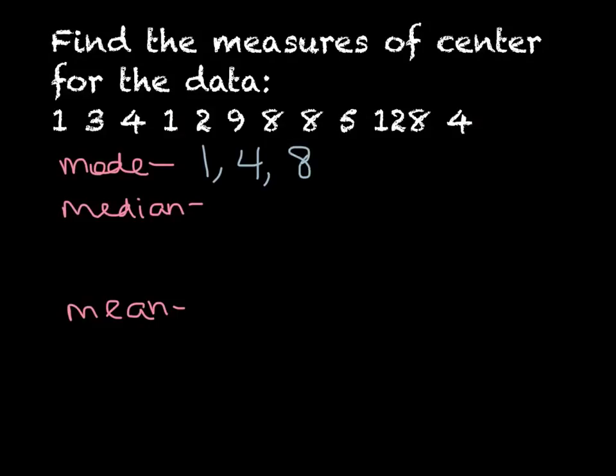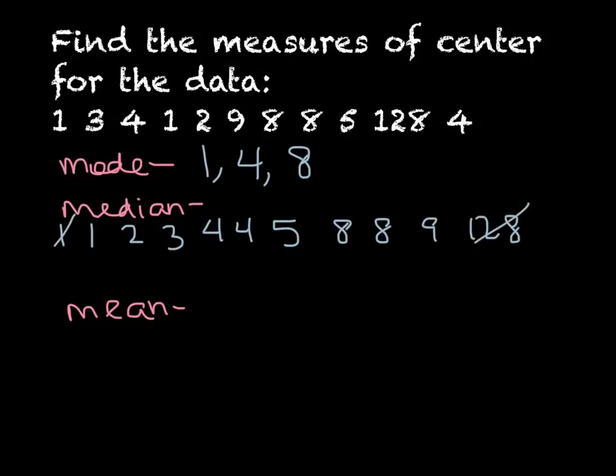The median is the middle number, and in order to find that, we have to arrange our data in ascending order. So I'm going to have 1, 1, 2, 3, 4, 4, 5, 8, 8, 9, and 128. So I'm going to cross off numbers at the ends and slowly work my way in towards the middle. And since we had an odd number of numbers, our median was just 4.